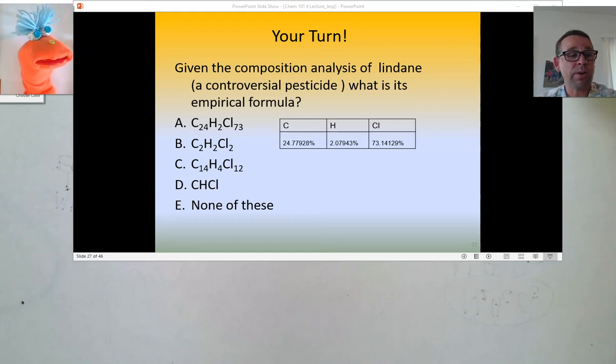All right, so here we have an opportunity to practice determining the empirical formula from mass percentage or percent composition. You see how it says 24.7% carbon, percent hydrogen there, percent chlorine there, right? From that information, we can determine the empirical formula. Do you remember how to do this?